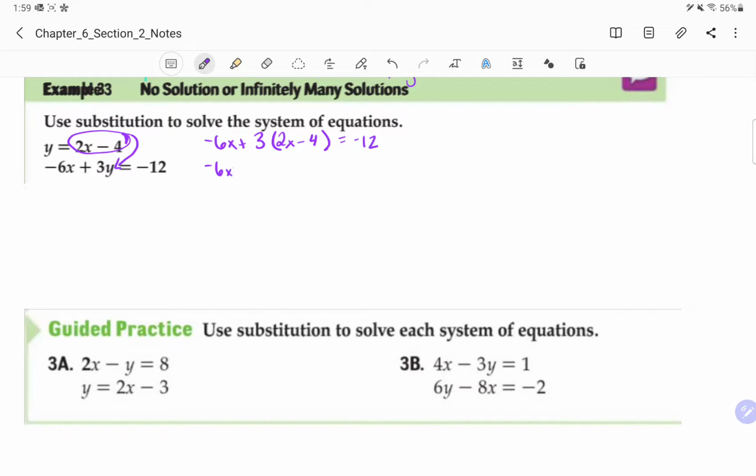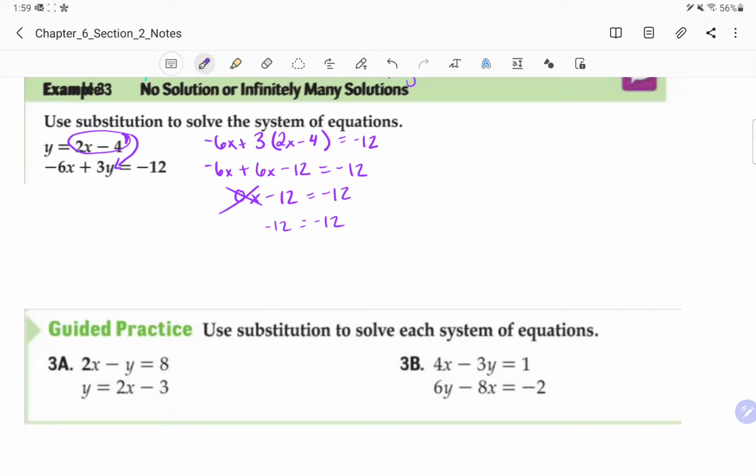Distribute, get negative 6x plus 3 times 2 is 6x. 3 times negative 4 is negative 12. It's equal to negative 12. Combine your like terms. Negative 6x plus 6x. That's 0. Negative 6 plus 6 would be just 0x. That goes away. We don't need to write that. So it's just negative 12 equals negative 12.